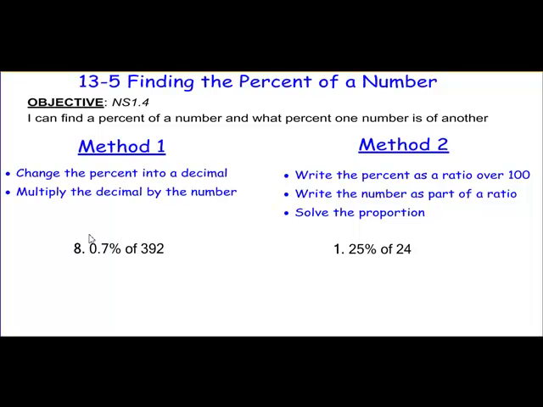You notice we have here 0.7% of 392. Now, you might notice that is already a decimal. Well, even if it's already a decimal, if it has a percent sign to it, you need to actually turn it into a decimal that you can use mathematically. So I'm going to write that down here, 0.7. Now, we know that we need to move it two places to the left, simulating the hundredths.